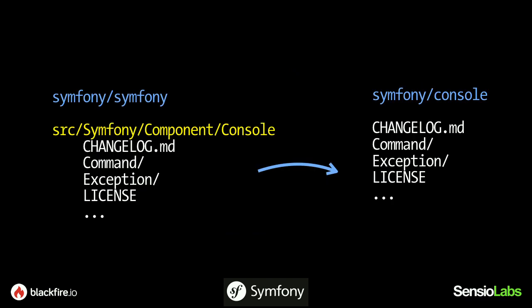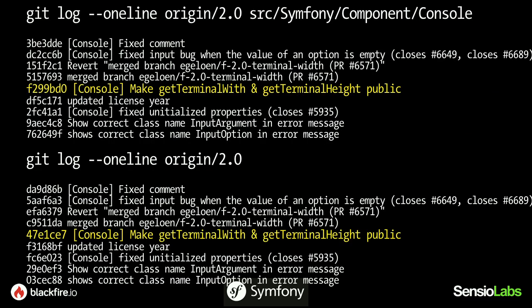So let's take one example here. This is the Symfony console component. On the left side, you can see where it is stored in the monorepo. And then we want to extract the content of the console directory into the symfony/console repository. So if we have a look at the Git history, at the top you have the history for the main repo for the console directory, and at the bottom you have the same but for the many repos, so for the split of the console.